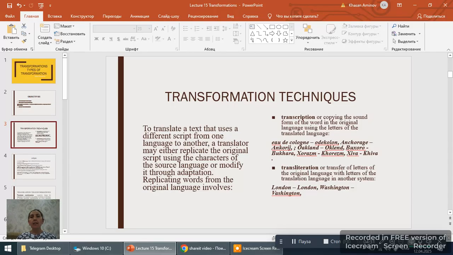Then we can see the other technique, which is named transliteration. Transliteration is the transference of letters of the original language into the letters of the translation language in another system. Like London in the English language, when we translate into the target language, it is translated as London. Washington in the source text is translated as Washington in the Uzbek language.